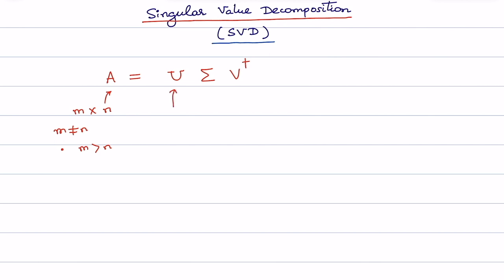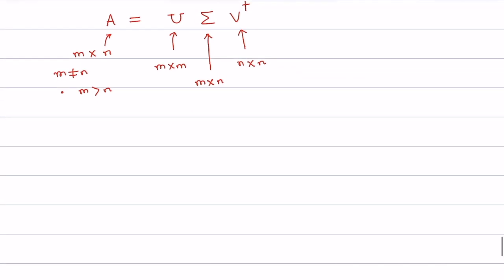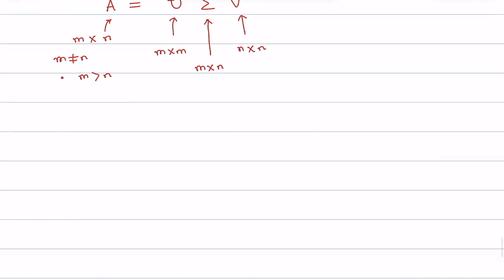Capital U is a square matrix having the dimension of m by m, that means m rows, m columns. And V dagger, which is the Hermitian conjugate of the matrix V, is a square matrix having the dimension of n by n. And this capital sigma is a diagonal matrix having the dimension of m by n, m rows, n columns. Okay, now these matrices have to be of a particular type. For example, let me talk about all the components one by one now.